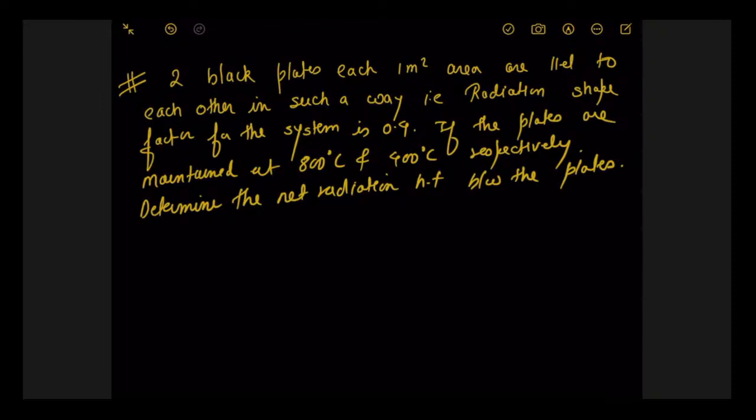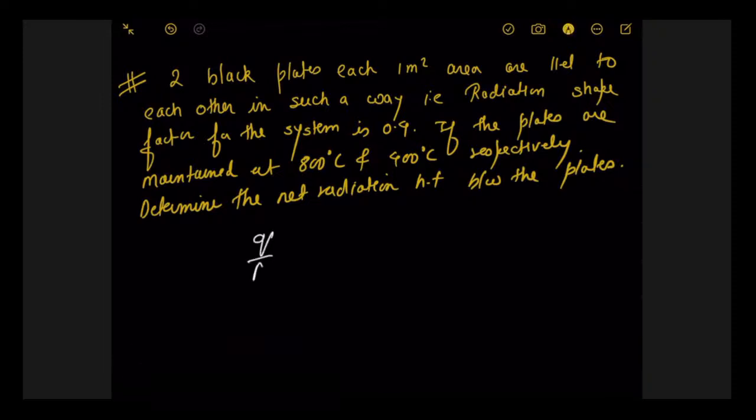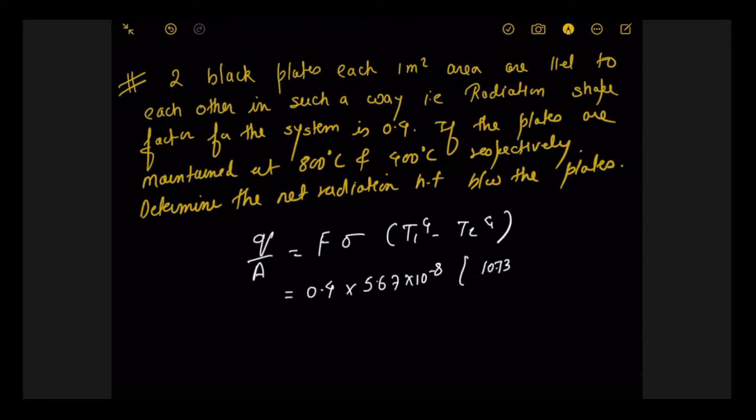So if you solve this, Q by A is equal to F sigma (T1 to the power 4 minus T2 to the power 4), which equals 0.4 into 5.67 into 10 to the power minus 8. Always remember that in conduction and convection, there is no need to convert Celsius into Kelvin, but here you have to convert the temperature into Kelvin. So 1073 to the power 4 minus 673 to the power 4. That is equal to 25.41 kilowatt.